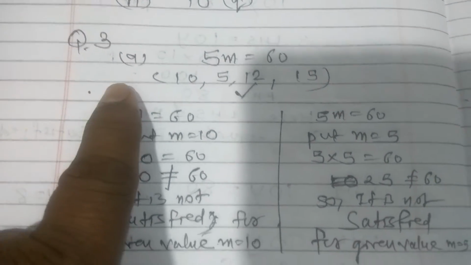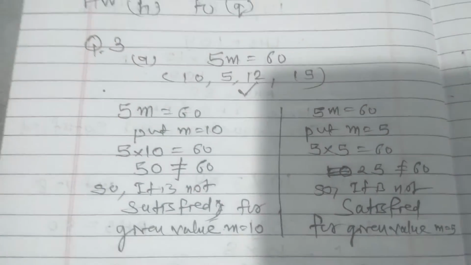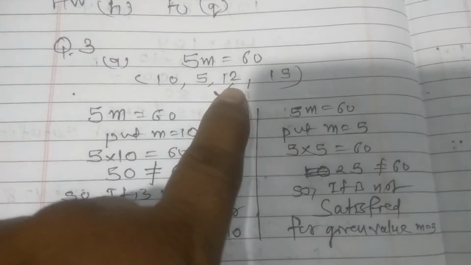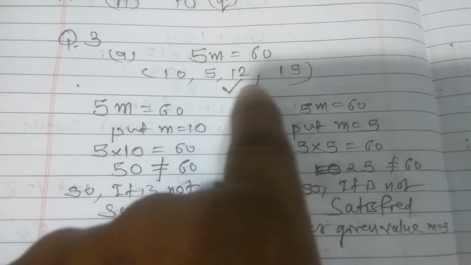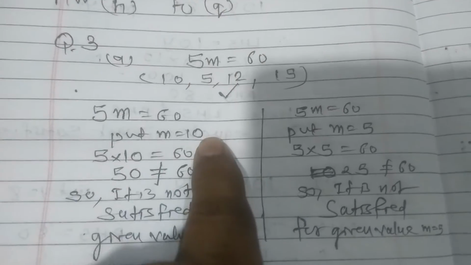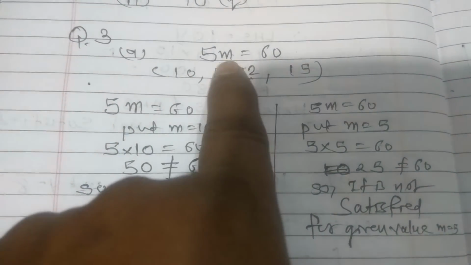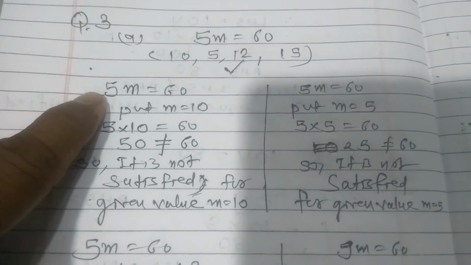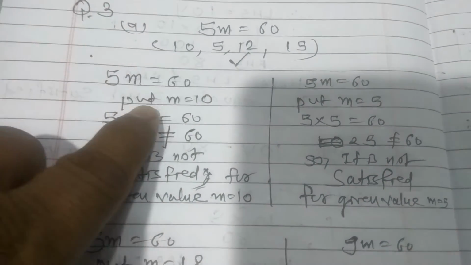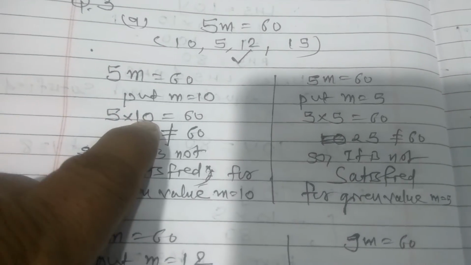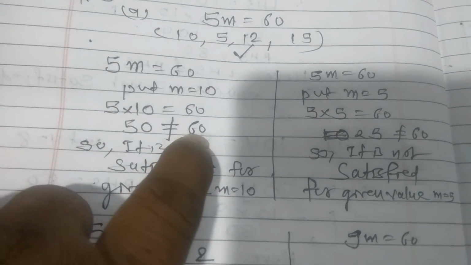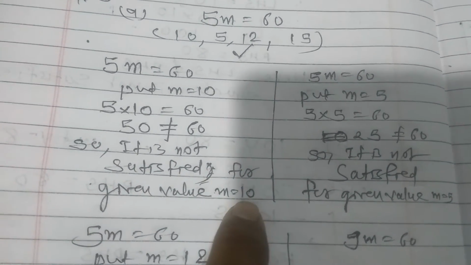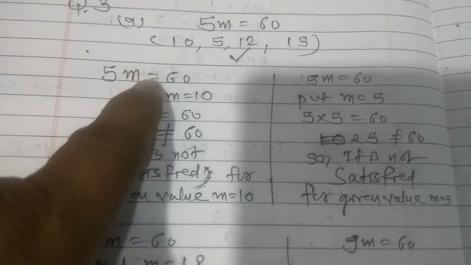Question number 3. In question number 3, one equation is given, 5m equal to 60, and 4 values are there. Out of these values, which is the solution of this equation? Means which value you put so that 5m equal to 60 comes. So let's see. First 5m equal to 60. Let's first take m equal to 10, then 5 into 10 is 50. 50 is not equal to 60. So it is not satisfied for this given value m equal to 10. So this is not the solution.